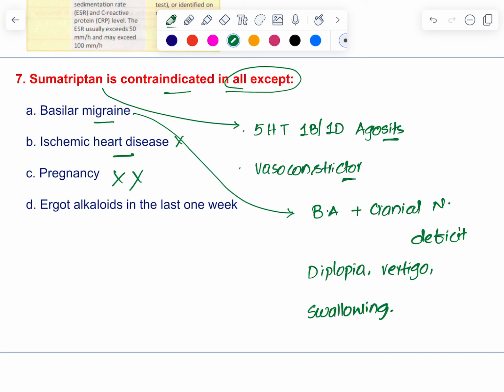Whereas, contraindicated in all except ergot alkaloids in the last 1 week. If you have given ergot alkaloids in the last 1 week, there is no problem. You can comfortably give sumatriptan. All right, so the answer is D here. Next question.